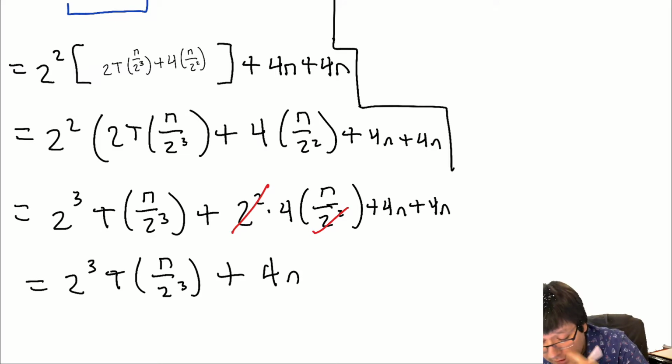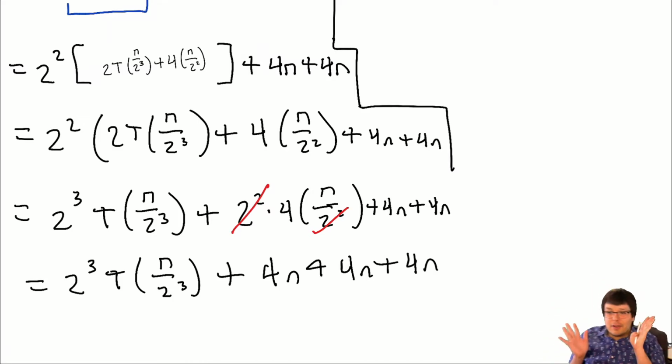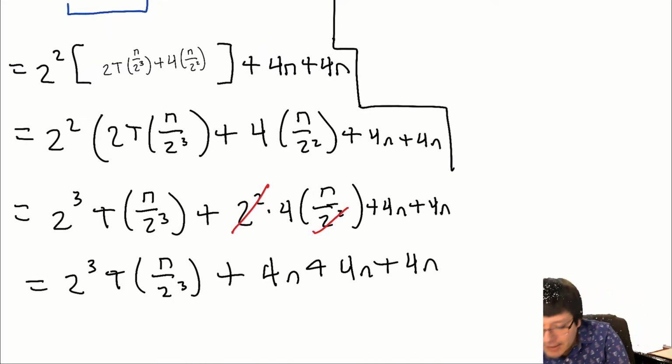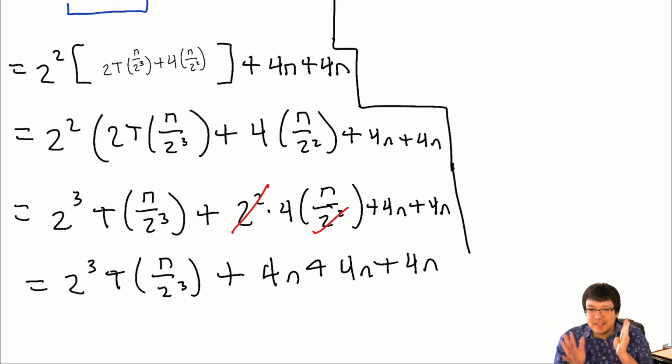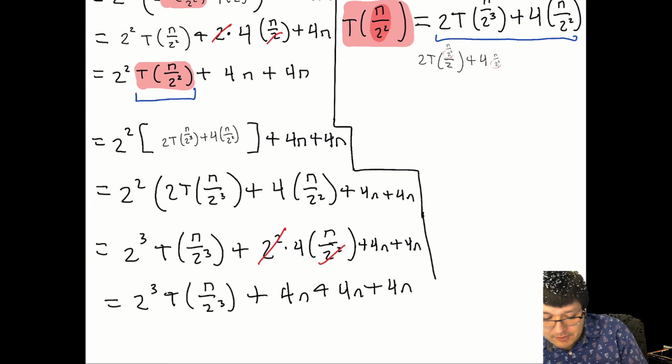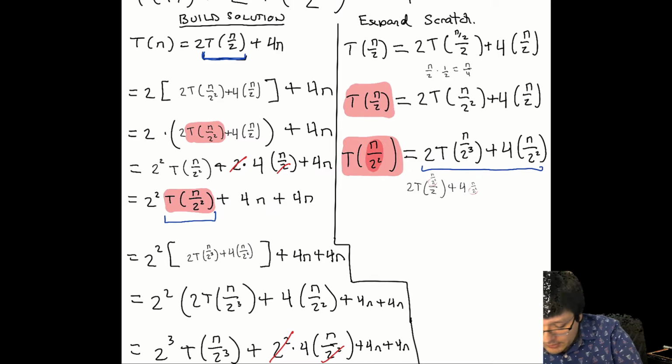So that becomes 4n, and then we have our other 2 4n's. Do you see the pattern now? Do you see the light at the end of the tunnel? Look, let's highlight the important lines here. So let's use a light color, green.